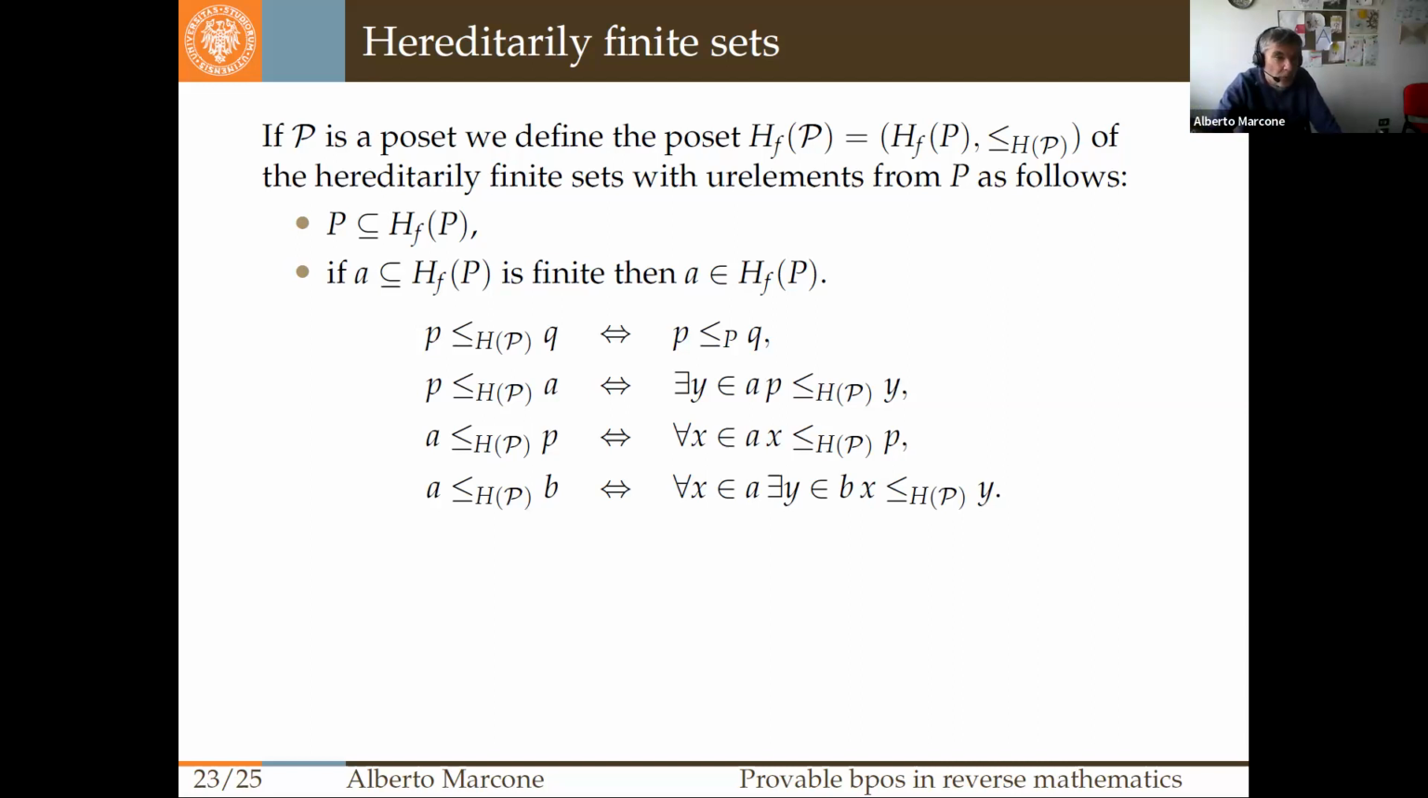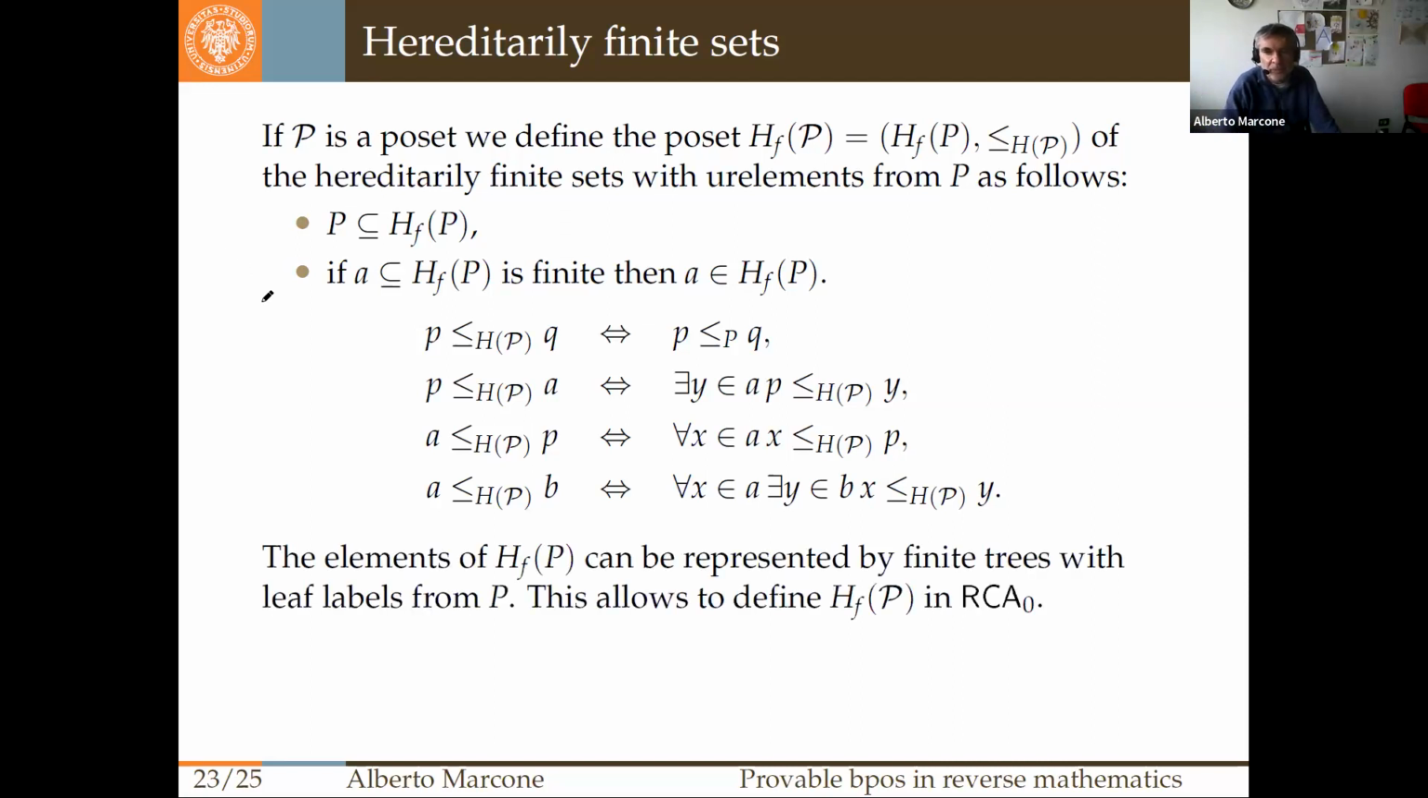And in this case, you do what is quite known. It's one of the standard partial orders you can put on sets: every element of A is below some element of B. This definition is quite set theoretic, presented this way, but actually you can formalize it in RCA naught, because you can represent the elements of HF of P as finite trees with the leaves labeled with elements of P, which are the original ur-elements, let's say. And this allows us to define HF of P and also the ordering, the partial order, in RCA naught without any particular problem.